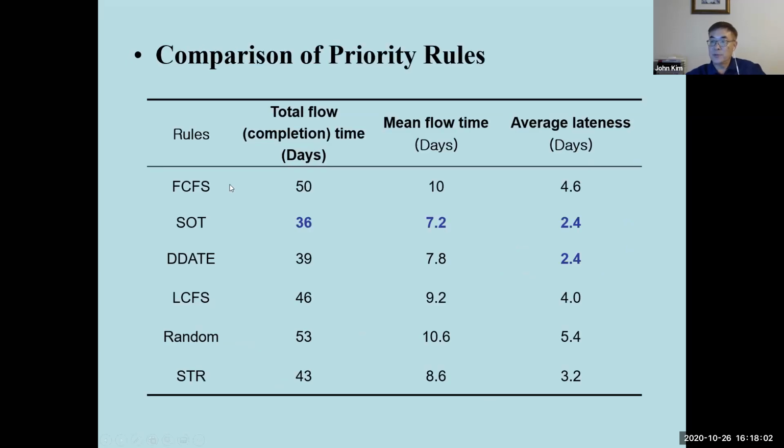Compare those rules, first total flow time. Among them, the SOT rule is shortest, and mean flow time, of course, shortest. And then average lateness, 2.4, the due date rule and the SOT rule are the same. Anyway, among those rules, if we can use this SOT rule in the real world, this is the shortest scheduling rule, and it always works like that.